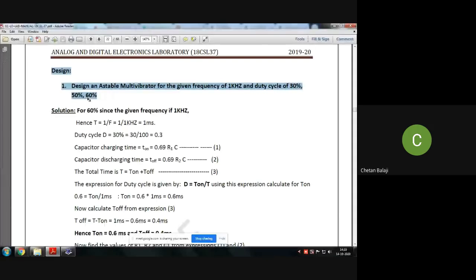Okay, design for all the 3 values, but simulate for any one. Do the simulation in the software. Simulation is nothing but doing the experiment in the software. Okay, copy the question.